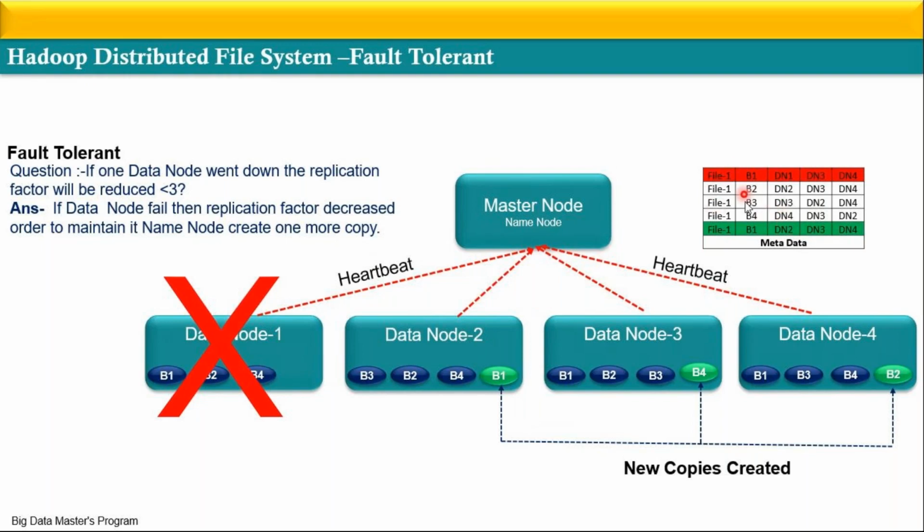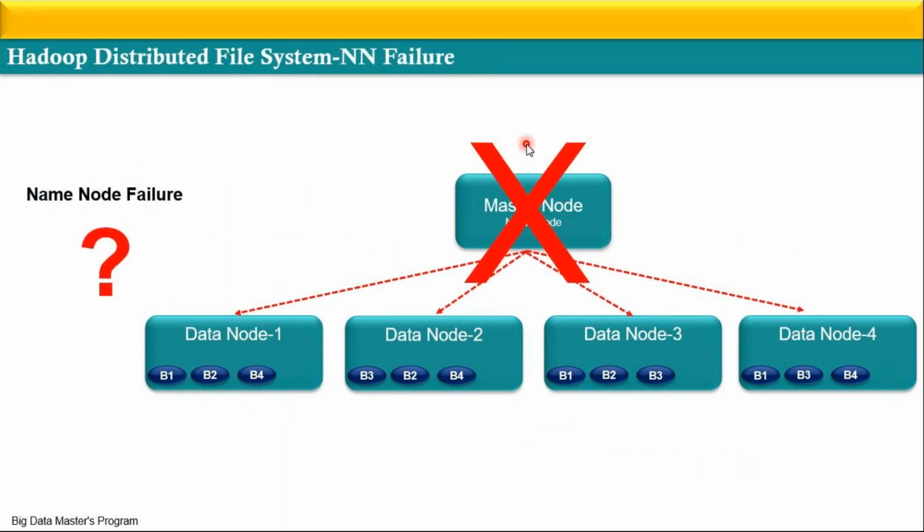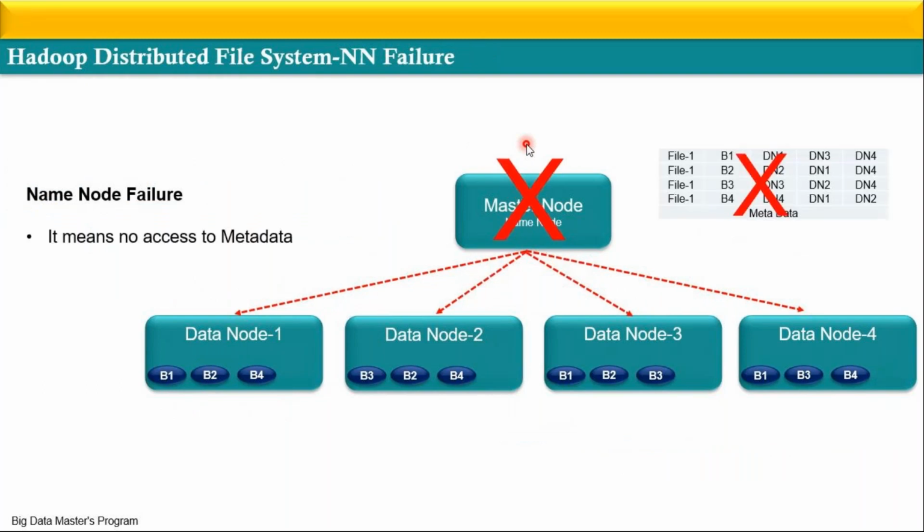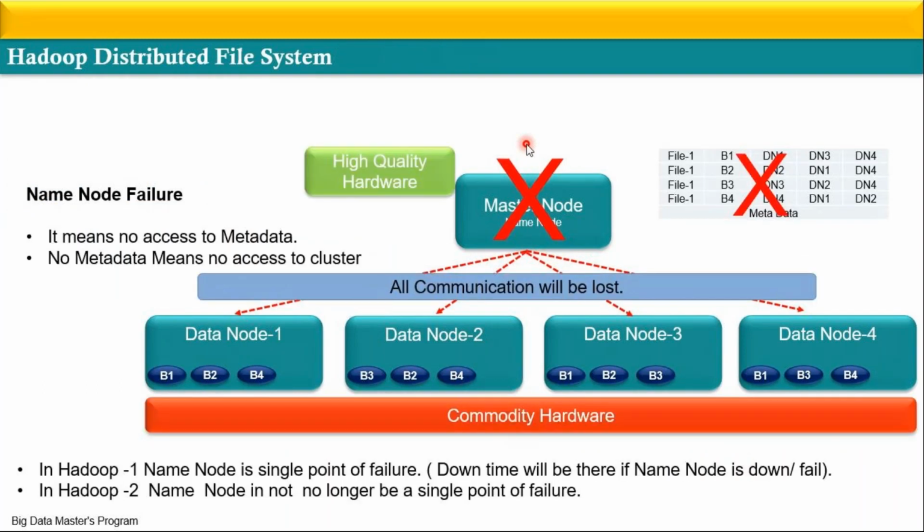Based upon this metadata, it is going to provide the information about what is being stored or what is being processed inside the cluster. But if this node is down, then who is going to help? So Hadoop has given a solution for this problem, that is the secondary name node.